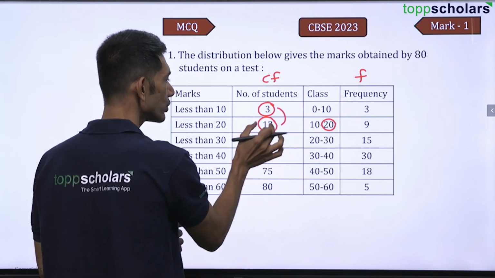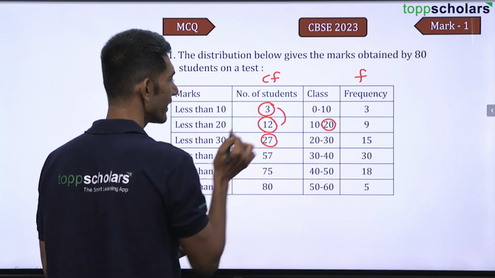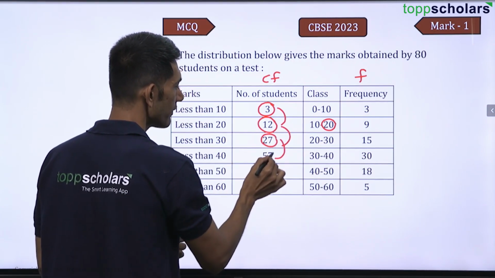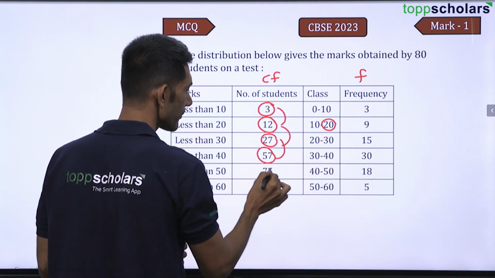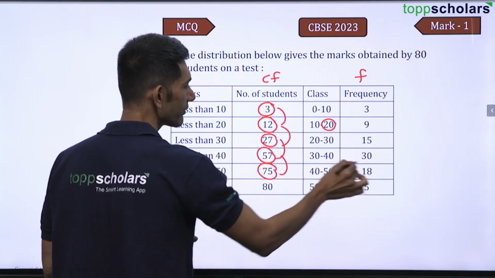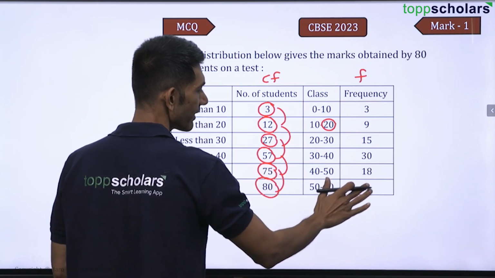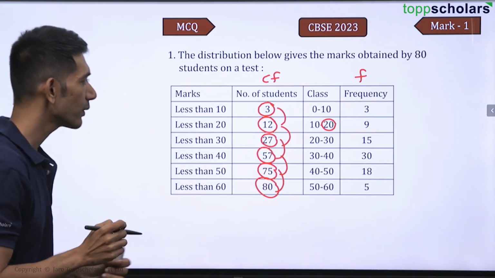Now 12 are used here, and here we have 27, right? So 27 minus 12 is 15. 57 minus 27 is 30. 75 minus 57 is 18. And 80 minus the remaining 75 is 5. So this is how you get the frequency.